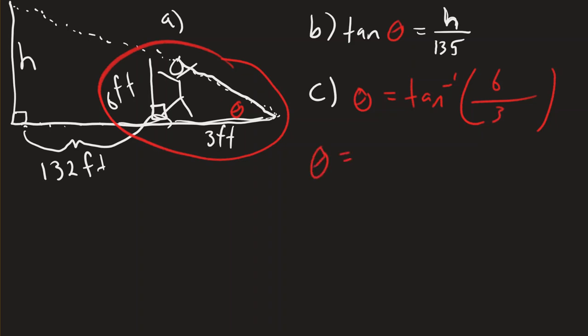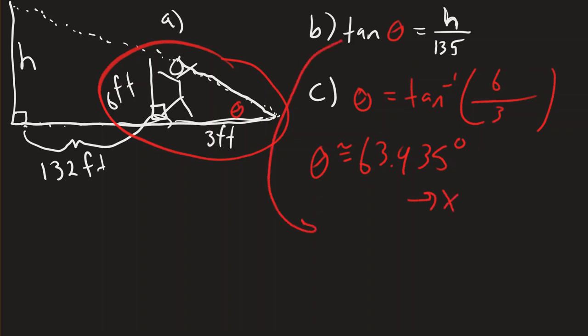And if you throw that in your calculator, inverse tangent of 6/3, it's about 63.435 degrees. But if you're going to do that, don't use this number. You need to keep the exact number that your calculator has. So I'm actually going to store that in my calculator as x.